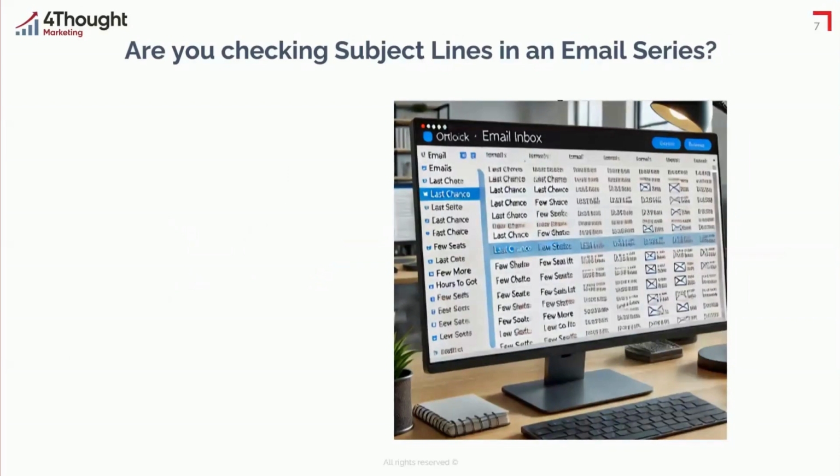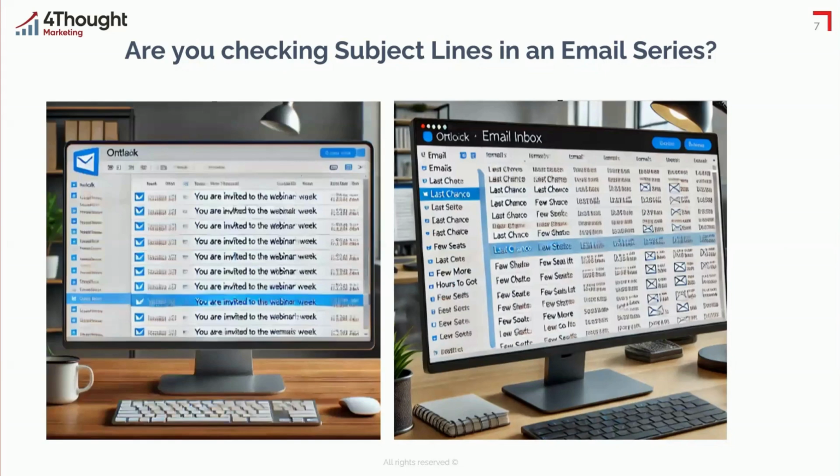So let's start with, are you checking subject lines in an email series? I'm sure that everyone who is present here always keeps an eye on checking their subject line. So just look at these two images. Imagine you are receiving an email in an email series with the same subject line versus different subject lines. For example, if we send multiple emails with the same subject line, customers might start ignoring our messages. So what will happen if this can be a scenario?